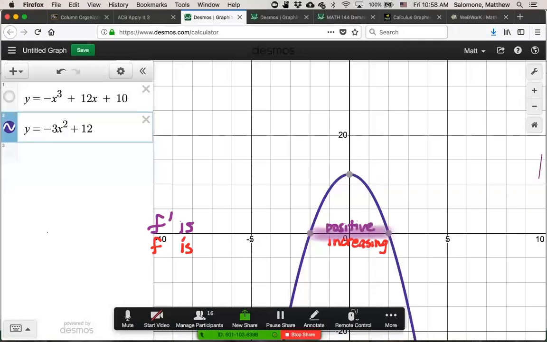And then similarly, everywhere else, so if I highlight the other parts of the x-axis, everywhere else, this derivative is negative. The graph of the derivative function is below the x-axis. So everywhere else, f prime is negative. And where f prime is negative, according to our little chart of correspondence, that means that my function f, the graph of f, will be decreasing. So negative and decreasing on this side, and then also negative and decreasing on the other side. Decreasing.